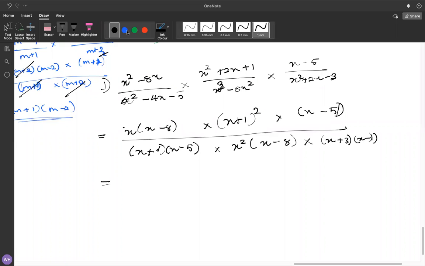Is that correct, guys? Have you got these things? Simplify, x plus 1 will cancel. Here to here get cancelled. X squared, cancel x. That's all. So in the numerator only x plus 1 will be remaining, and in the denominator x will be remaining, and x plus 3 and x minus 1.